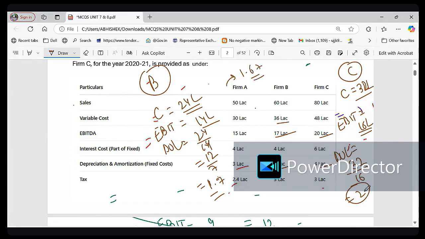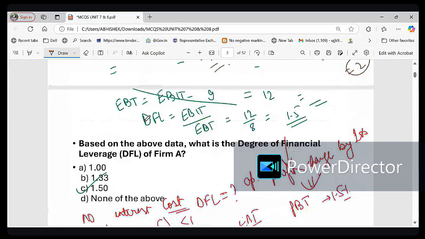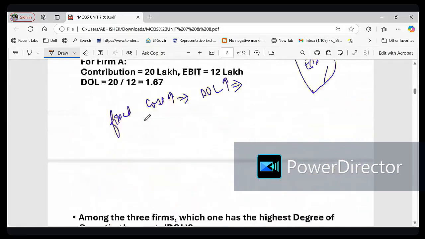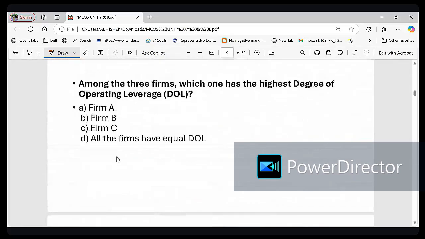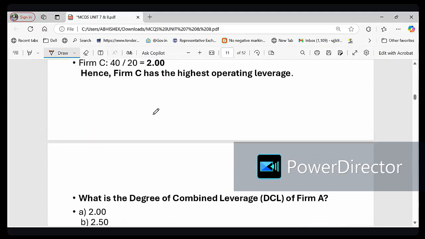So which one is having the highest DOL? Tell me which one is having the highest DOL? It is firm C, right? So what is the correct answer to this question? The correct answer is firm C is having the highest DOL. I hope it is clear now. Now let's see the last question.